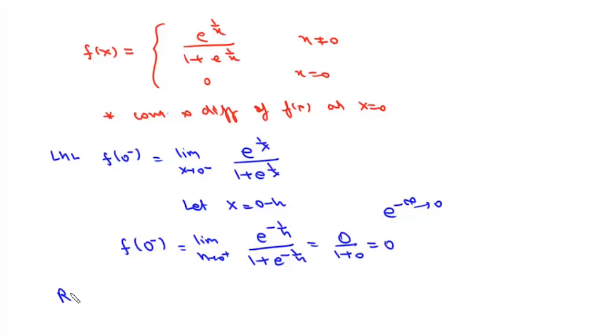Now in the same way, we'll find its right hand limit, which is f(0 positive), and it'll be this limit x tends to 0 positive e to the power 1 by x upon 1 plus e to the power 1 by x.